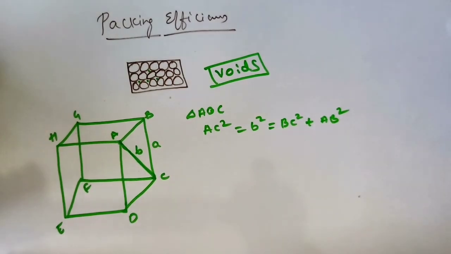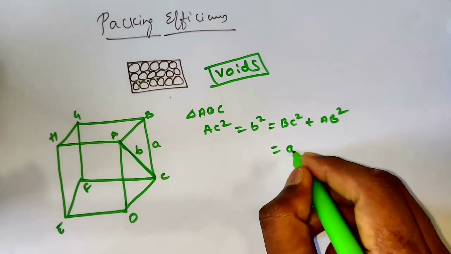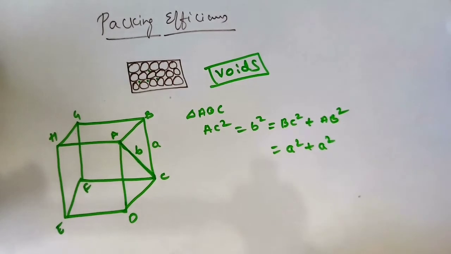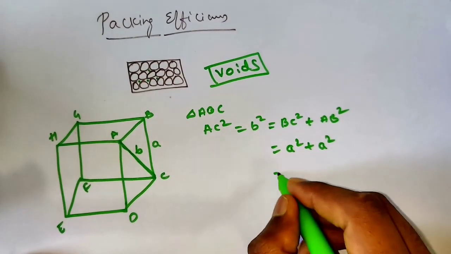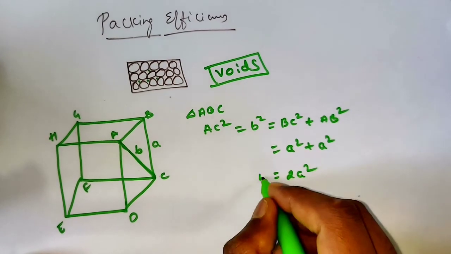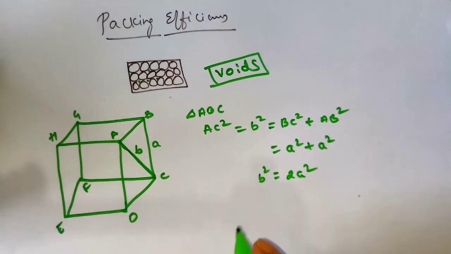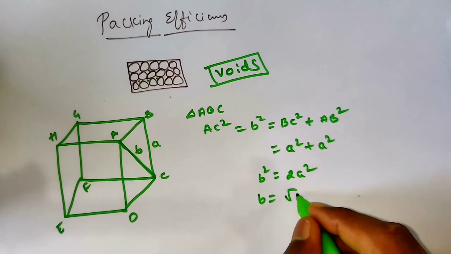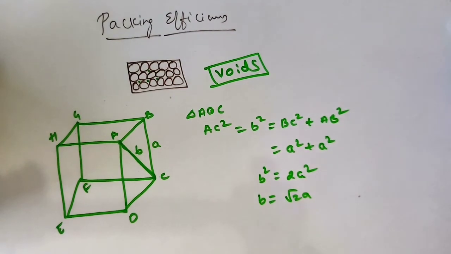Okay, so the unit cell edge length will be a. So then what can you write? a square plus a square. Then what will we be getting? We will be getting 2a square, that is b square is equal to 2a square, or b is equal to root 2 a.